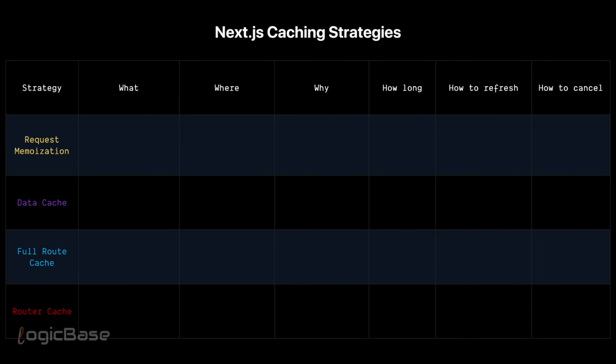Now, let's summarize request memoization by answering questions from the 3W and 3H framework. First question with W. What is it? The answer is, it memorizes identical requests, meaning during a single render pass of a page, it helps remember identical requests so they aren't repeated.